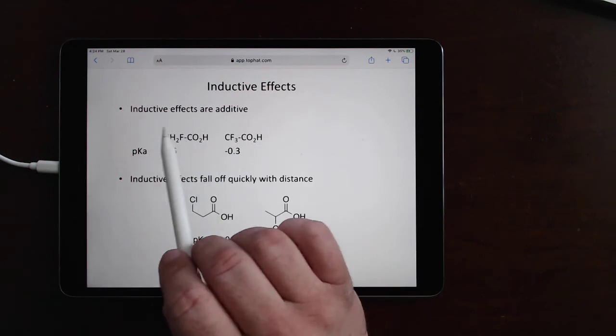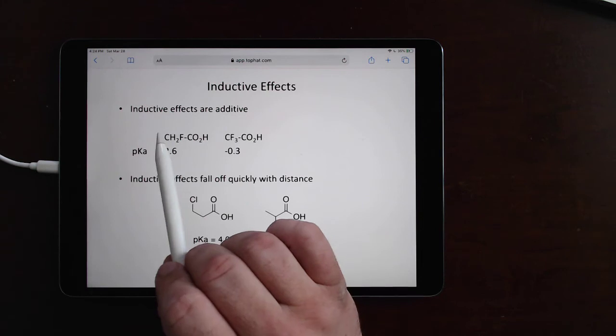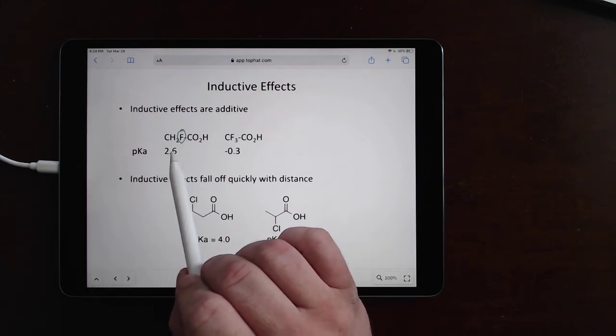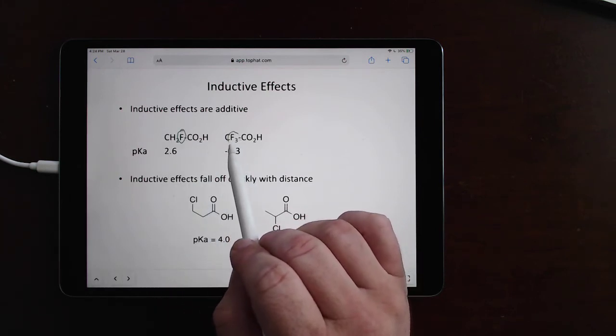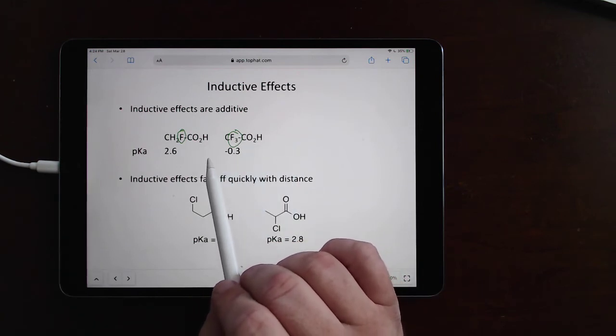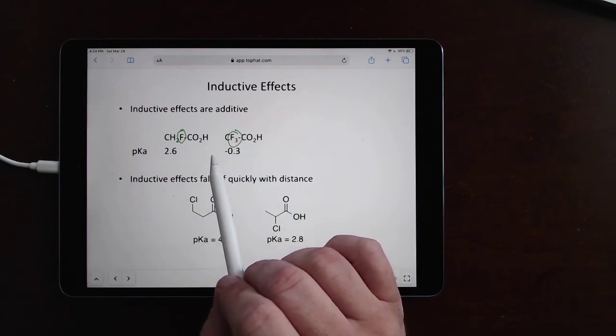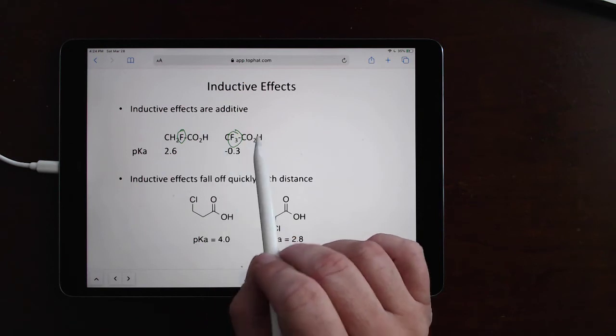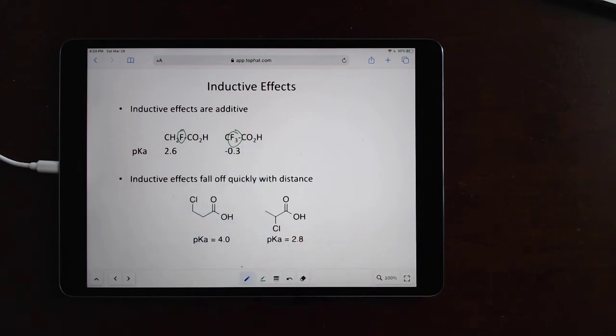So inductive effects: the more you have, the more acidic it's going to be. If you have one fluorine, it makes it more acidic. But if you have three of them, it makes it even more acidic. So trifluoroacetic acid is considered a classic strong organic acid. You see this quite a bit.